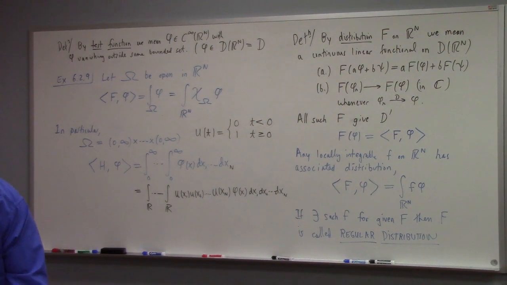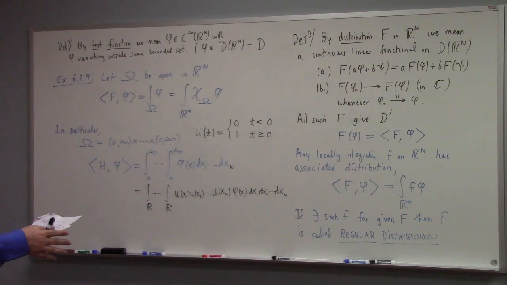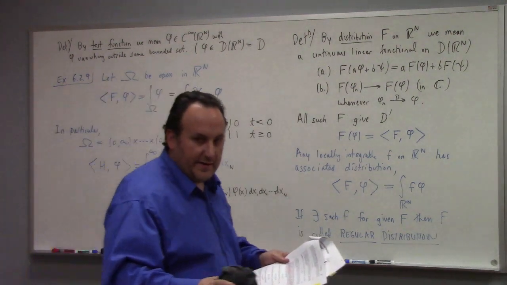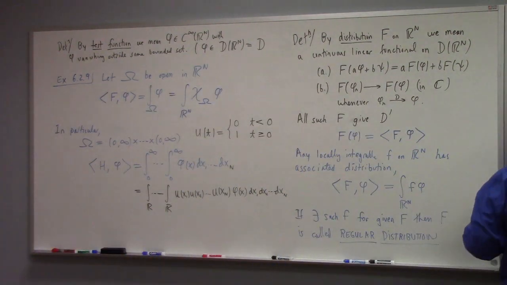This is a good example of a regular distribution. A good example of a singular distribution is called the Dirac delta distribution. Now we're going to define it carefully.